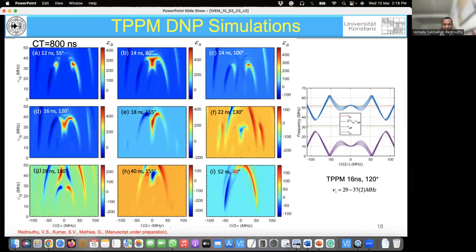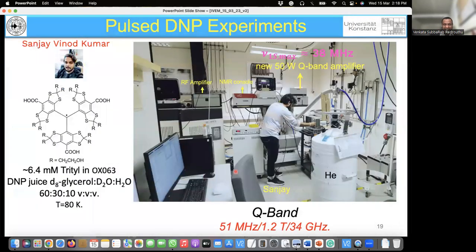We wanted to do experiments for all these conditions. So this is the experimental setup in our lab. This is the Q-band setup. Most of the experiments I have done with Sanjay Vinod Kumar. And this is the Q-band experimental setup, which we upgraded by adding the NMR console and RF amplifier. And here Sanjay is tuning the Android Pro, which has the remote tuning box with the network analyzer.